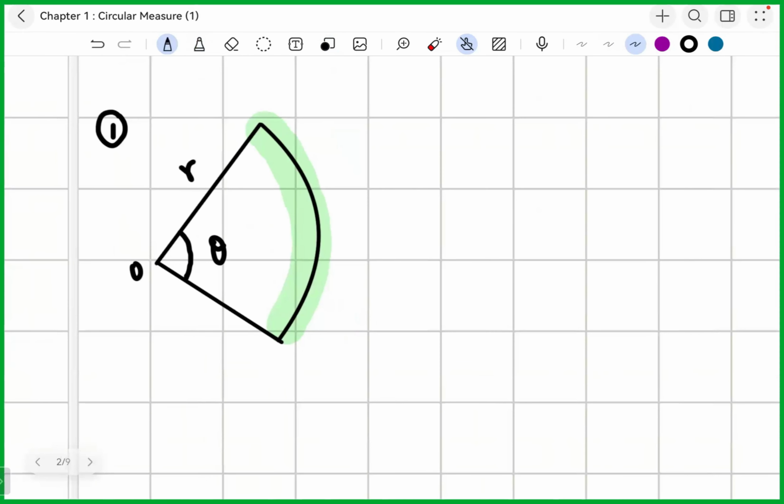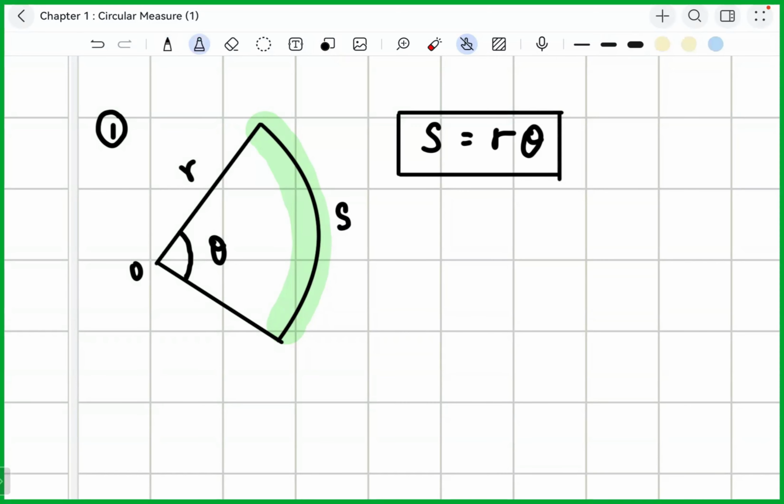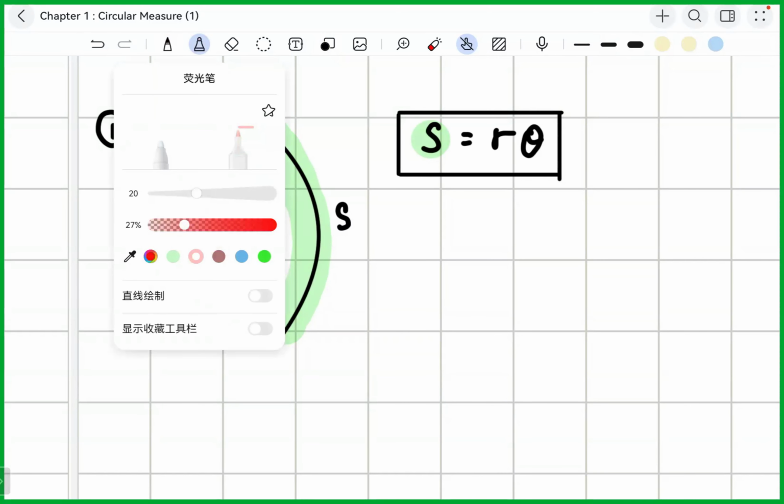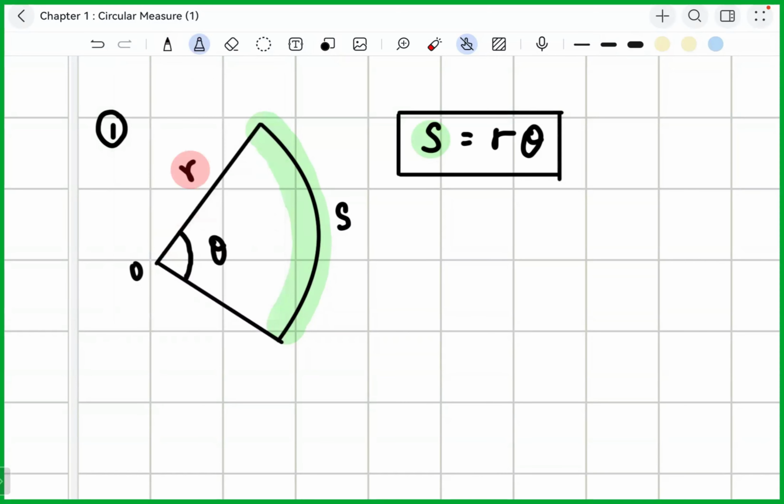The formula for calculating arc length is S equals r theta. What is S? S is the arc length, which means the green color part. The radius is the line that I shaded using red color. What is theta? This symbol is read as theta, T-H-E-T-A. Theta means the angle subtended at the center. I highlighted it using yellow color.